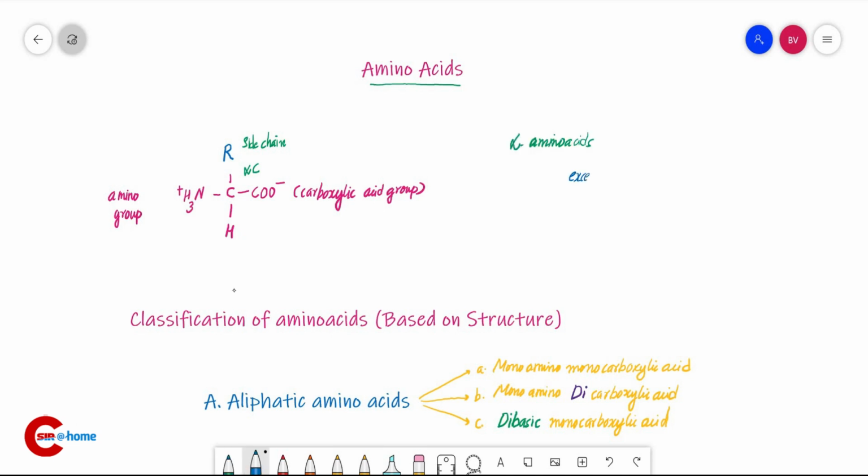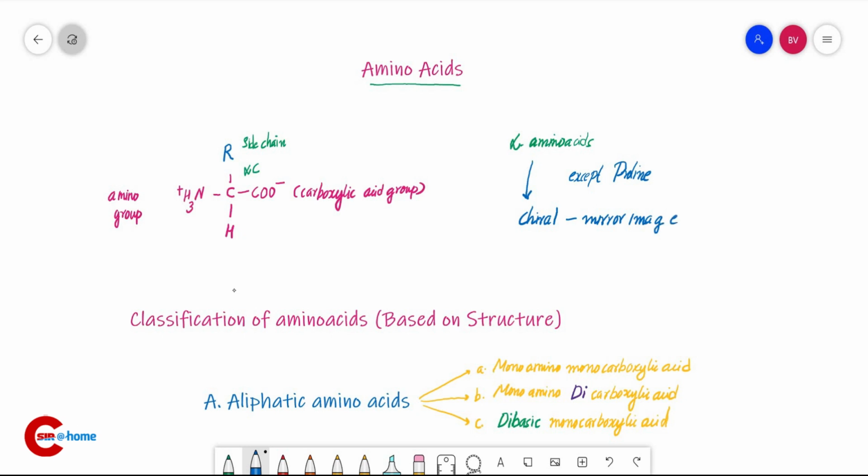Most of the amino acids are alpha amino acids, except proline. What is an alpha amino acid? It means the amino group is attached to the same carbon atom to which the carboxyl group is attached. That means this carbon atom contains both the amino group and the carboxylic acid group. It is an alpha amino acid.